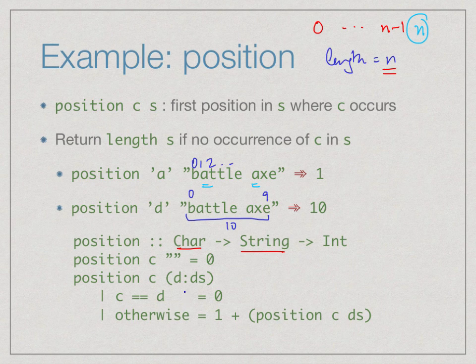If it is the first position, then with respect to this string, it is 0. But if I have not found it, then I would have accumulated the positions I have skipped so far. So if I don't find it, I add 1 to the position of the character in the remaining part.